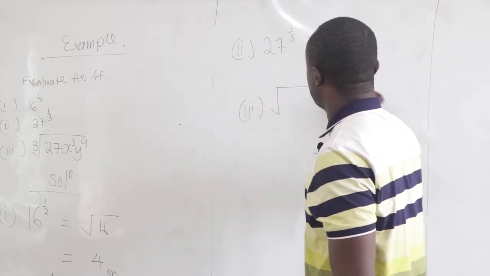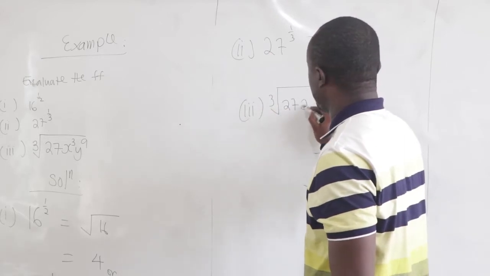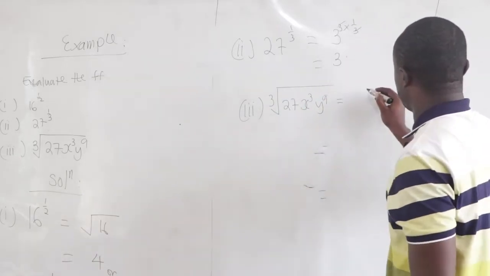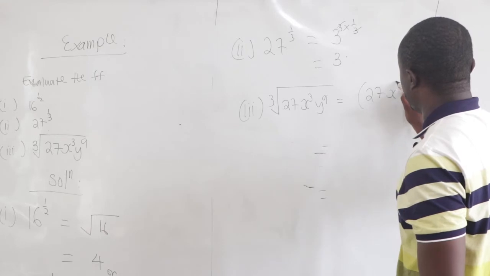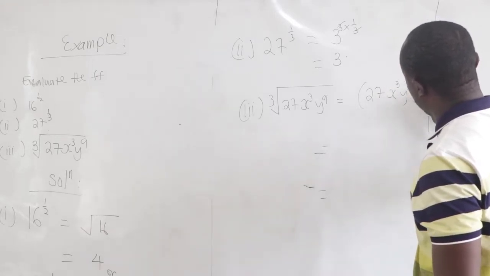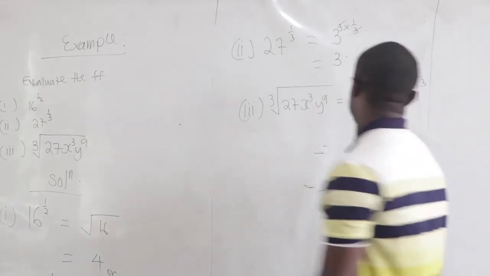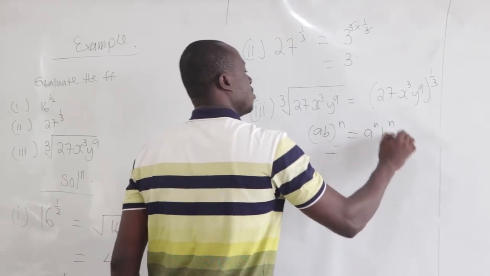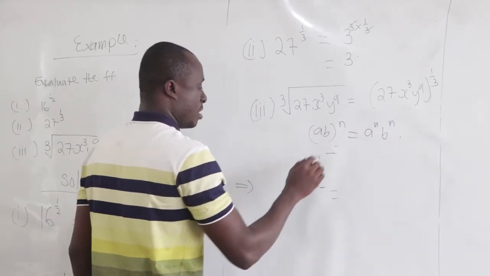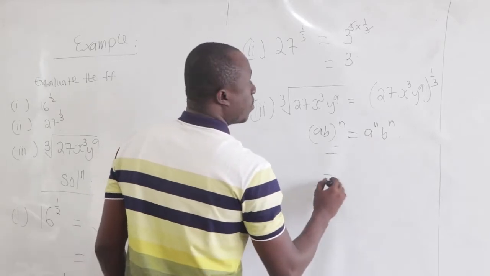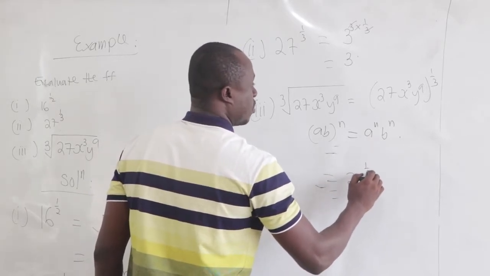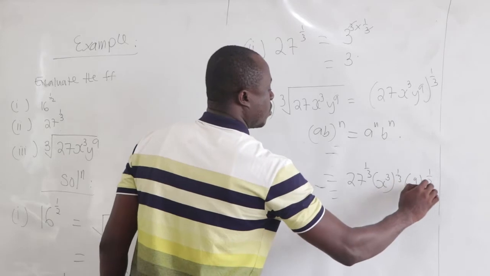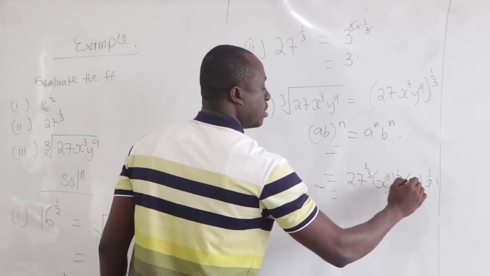Now let's see the third one. We have the cube root of 27 x cubed y to the power 9. This is the same as 27 x to the power 3, y to the power 9, all to the power 1 over 3. Now from here, we know that (ab) all to the power n is a^n b^n. This implies that we are going to get 27 to the power 1 over 3, x to the power 3 times 1 over 3, y to the power 9 times 1 over 3. This will cancel it.